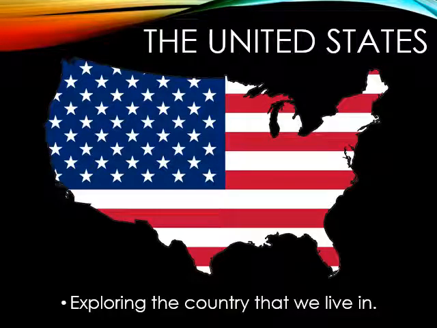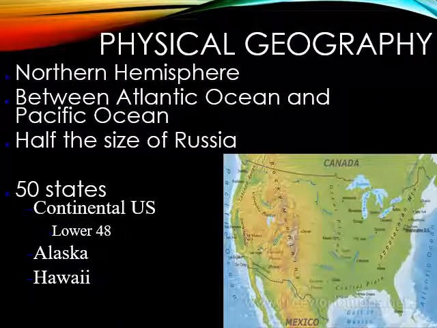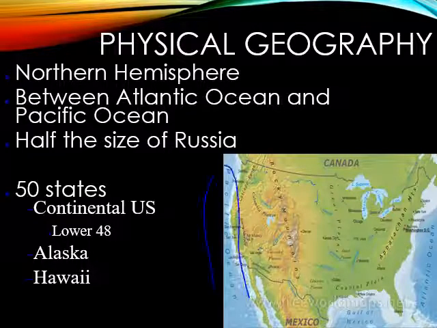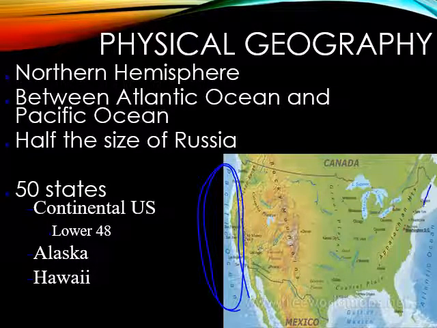This slideshow will look at the basic geography of the United States of America. The United States of America is found in the northern hemisphere and the western hemisphere of the world. And the northern hemisphere means that it is above the equator. It's in the top half of the Earth. And it's also found between two oceans. It's found between the Pacific Ocean over here to the west and the Atlantic Ocean over here to the east.